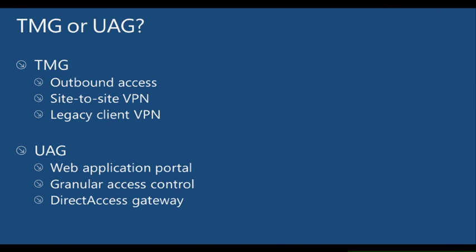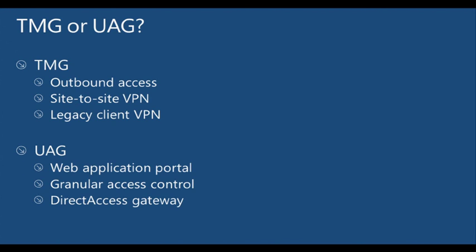So, the magic question, when should I use TMG? When should I use UAG? Well, there are some fairly clear-cut deployment scenarios where the answer is very black and white. For example, if you need to use outbound access, TMG is it. Again, UAG provides no outbound access capabilities. It is the dedicated remote access solution. So if you need to do any outbound access control whatsoever, TMG is the solution of choice. If you need to establish a site-to-site VPN, again, TMG is the solution of choice there.